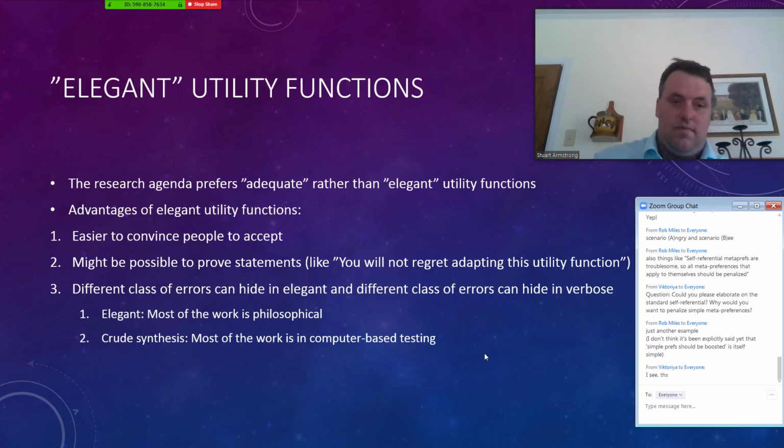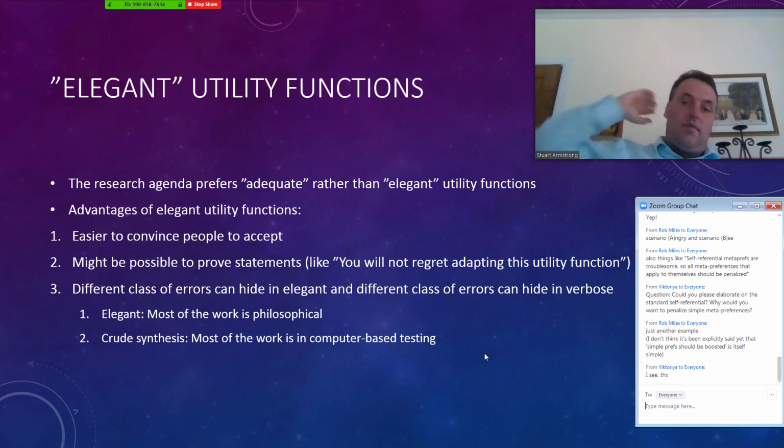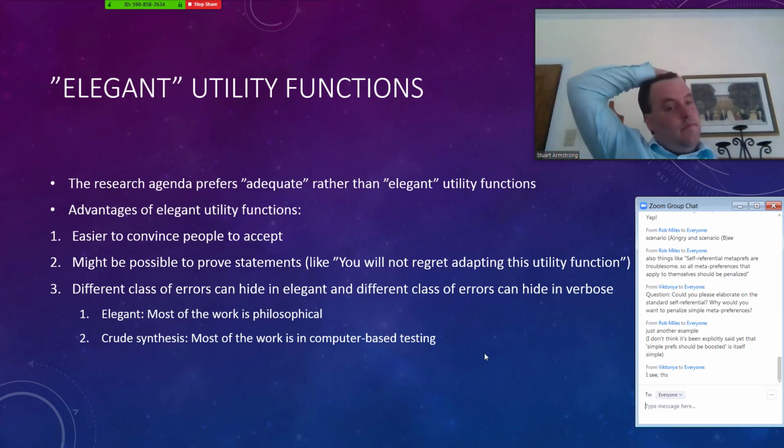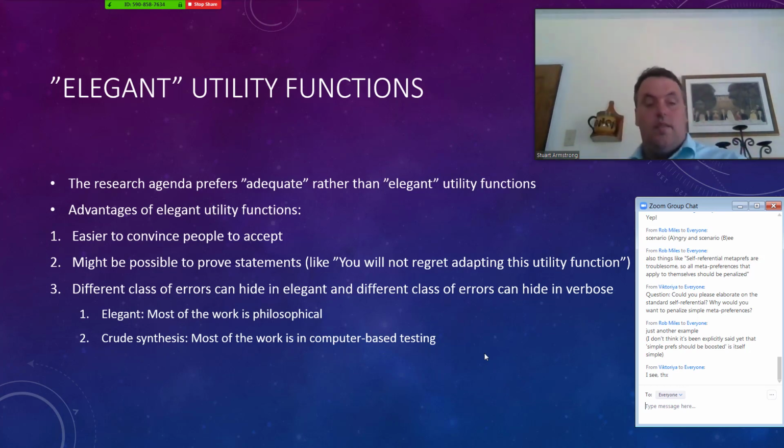And the second is that it might be possible to prove statements about elegant utility functions. Things like you will not regret it if you tell the AI to maximize this utility function. And I think also if you want to try to do any kind of philosophical validation on it, that might be easier with an elegant utility function compared to one that you can test with the computer and see what the utility function does in different ways, but you can't really understand it.